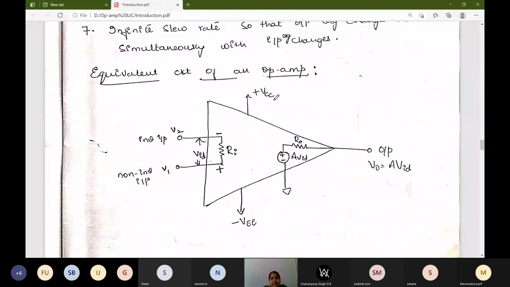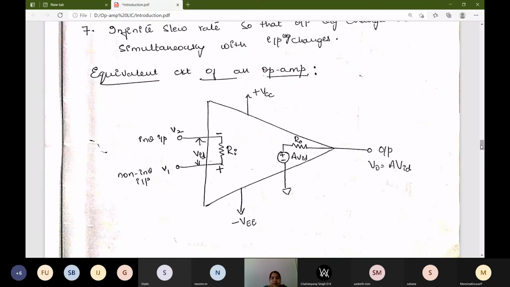Here CC represents collector to collector and E represents emitter to emitter. Inside this triangle we have put here, there are many transistors, nearly 7 to 8 transistors. All that put together, an op-amp is formed. So this VCC and VEE represent the terminals of those transistors.